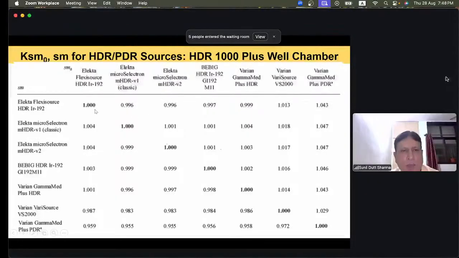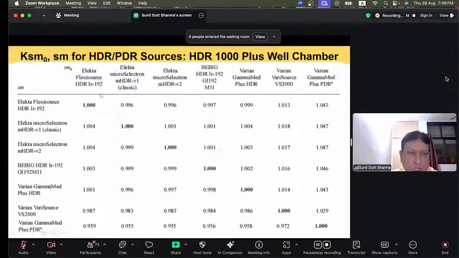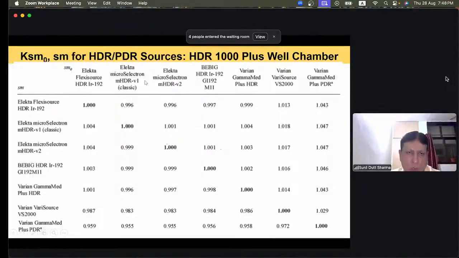This table is available if the standard lab is using the Elekta Flexisource as a reference source, or microSelectron V1 source as the standard source, or microSelectron V2 as a standard source, or BEBIG iridium 192 as a standard source, or VariSource GammaMed Plus as a standard source. So all the available source models are given here, and accordingly which source is available to the user. So we have to look for the appropriate value of the source model correction factor.